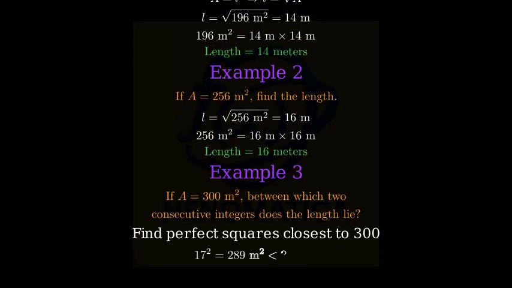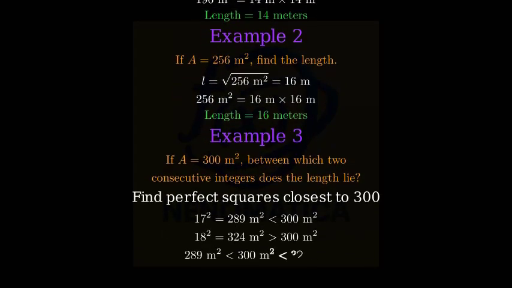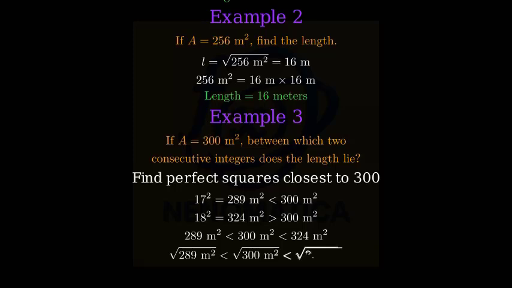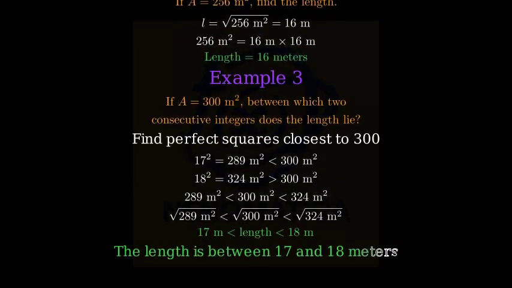Let's calculate. 17 squared equals 289 square meters, and 18 squared equals 324 square meters. Since 289 is less than 300 and 324 is greater than 300, we know that the square root of 300 must be between 17 and 18. Therefore, the length of this land is between 17 meters and 18 meters.